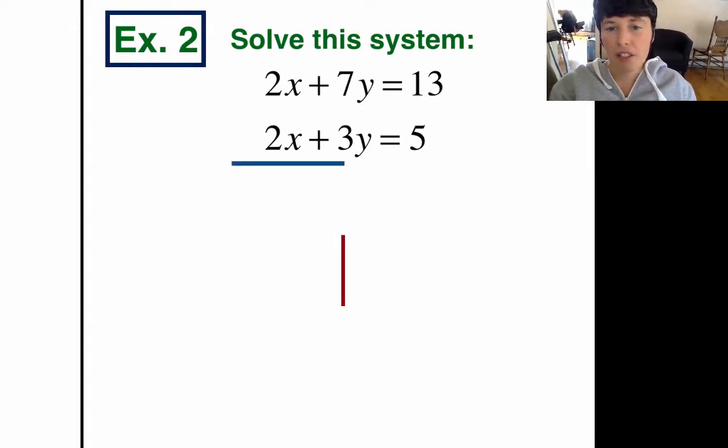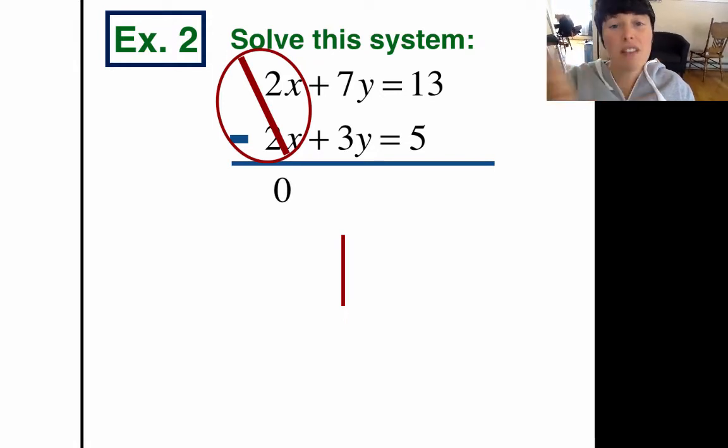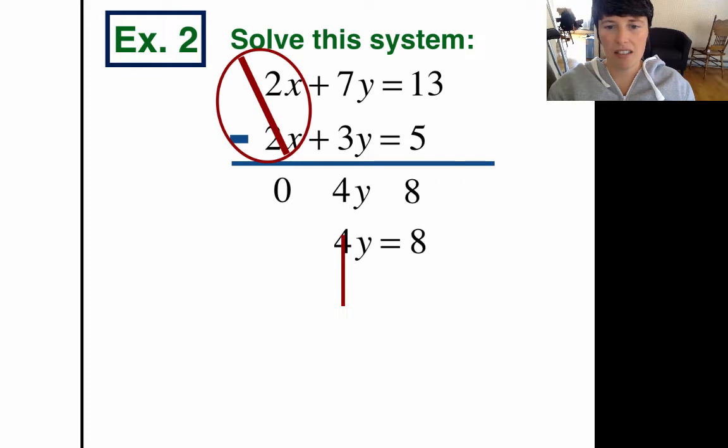Let's put a line under it, and instead of adding, let's subtract. What's 2x take away a 2x? There we go. 2x take away a 2x is 0. Now we got an elimination. This is what I wanted to do. But now I got to subtract everything else also. So 7y take away 3y is 4y. And 13 take away 5 is going to be 8. So you get this nice 4y equals 8. I don't know why that line on the screen was a typo. Sorry about that.